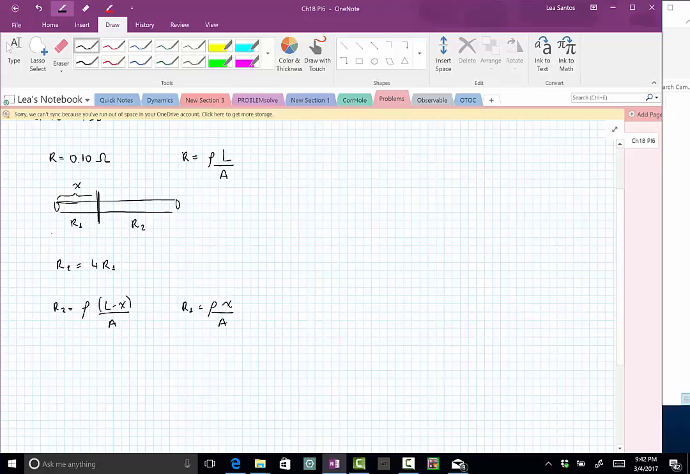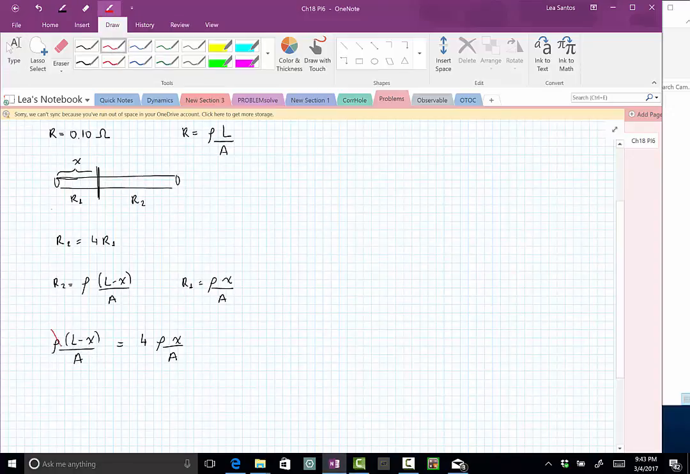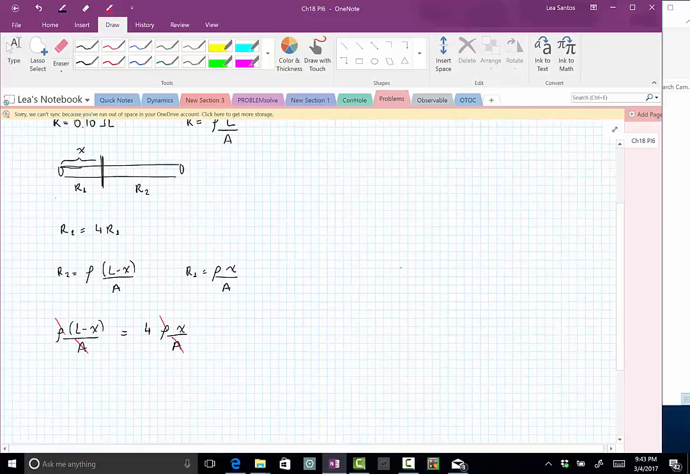Now we know that R2, the resistance of the bigger piece, is 4 times the smaller one. So I'm going to write rho times (L minus X) divided by A, the bigger resistance, is equal to 4 times the smaller one, rho X divided by the area. So many things will cancel here. Let's cancel rho, which doesn't change, and the area, which doesn't change, and now from here we'll be able to find what this X is.